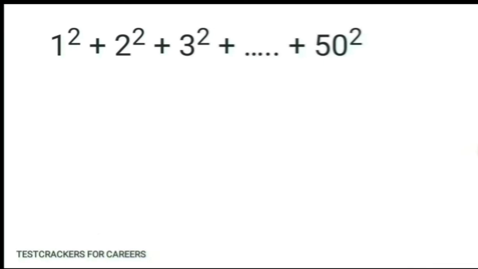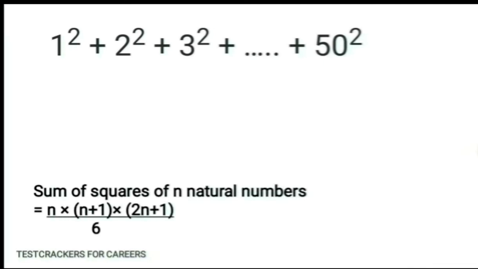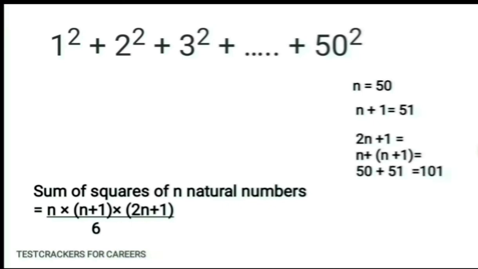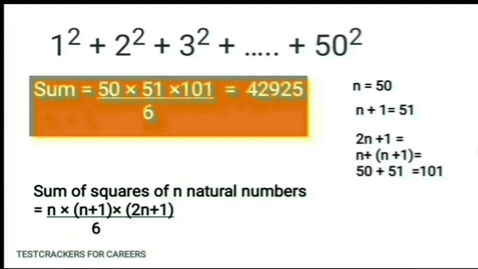We know the sum of the series is given by n into n plus 1 into 2n plus 1 divided by 6. Here n is equal to 50 and n plus 1 is 51. 2n plus 1 is 101. We can just add 50 and 51. Now the sum of the series is got by multiplying 50 into 51 into 101 divided by 6, which is equal to 42925.